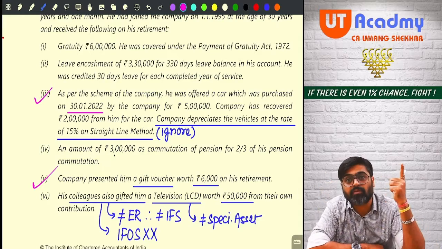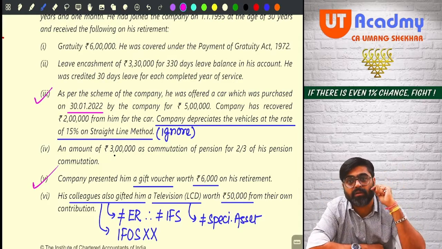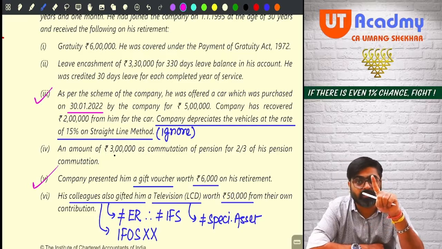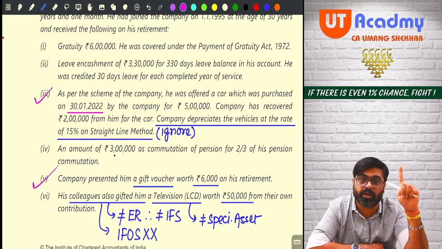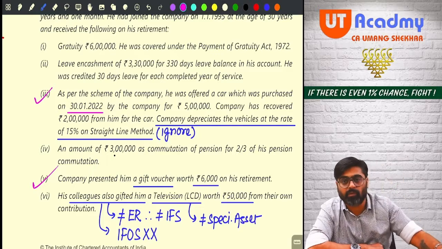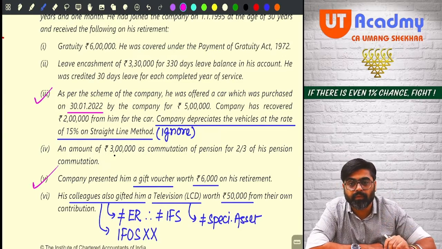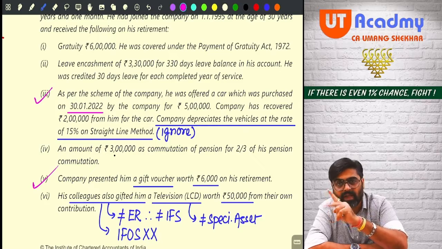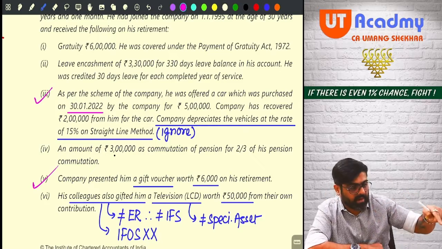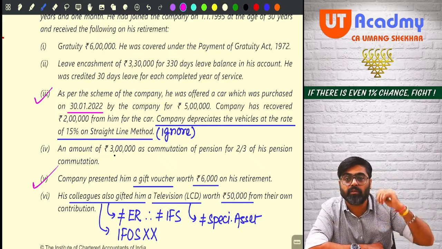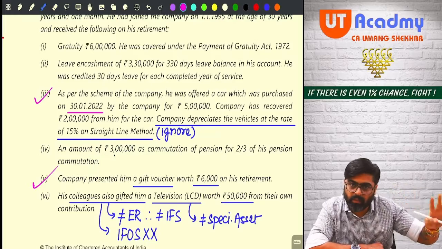And now number of years of service was 30 years and 1 month. Ignore 1 month, we will take only 30 years. So 15 by 26 into 30,000 into 30 years. Do the calculation, come on fast. So 30,000 into 15 divided by 26 into 30 years will give you 5,19,230. So 6 lakh or 20 lakh or 5,19,230, whichever is lower, 5,19,230, this will be exempt.